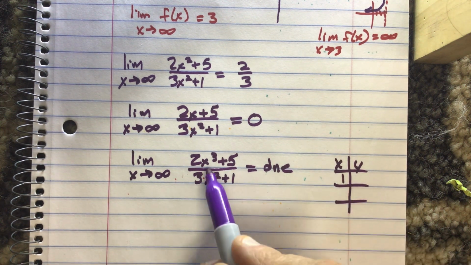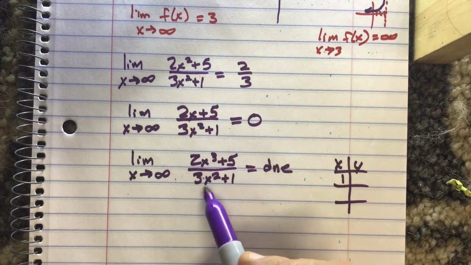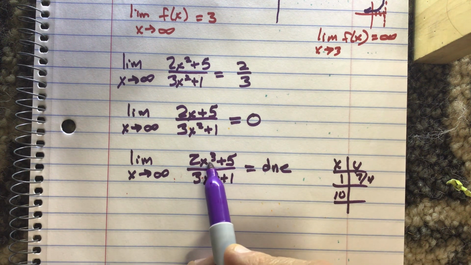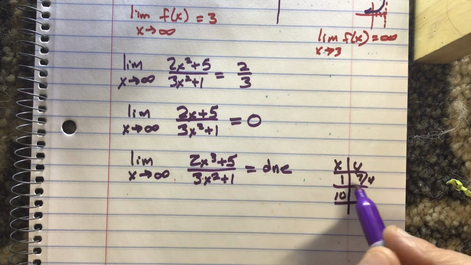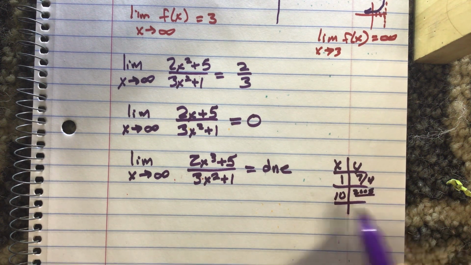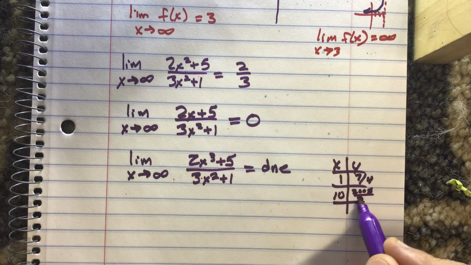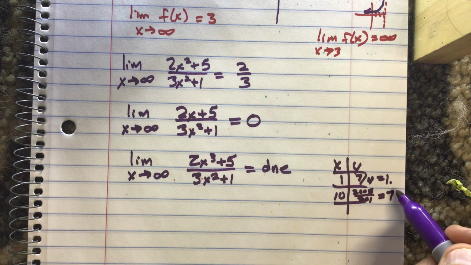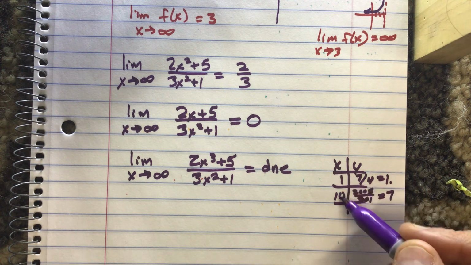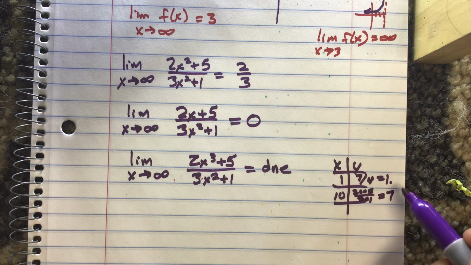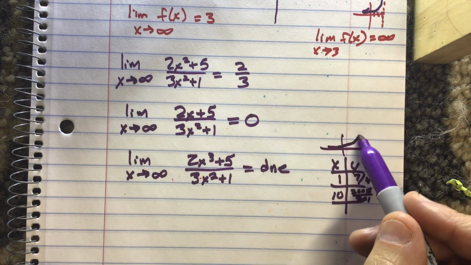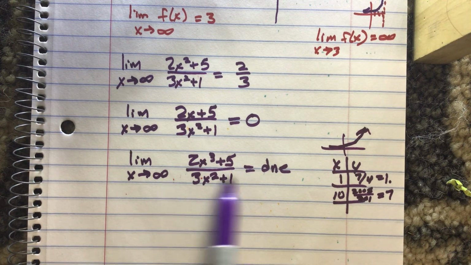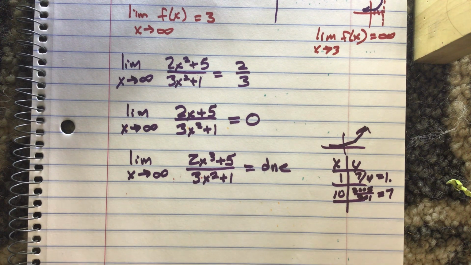So if I plugged 1 into this function, which is easy to do, I would get 7/4. Then plug in another number like 10. If you cube it, you get 1,000, so that'd be 2005 over, plugging in 10 here, that's 100, 301. So that's approximately 7. You can see that it's increasing. As x is increasing, y is increasing, therefore you're headed towards infinity. So the limit doesn't exist because there is no horizontal asymptote, but you could say infinity or negative infinity if you were asked.